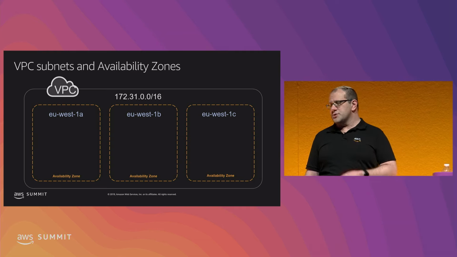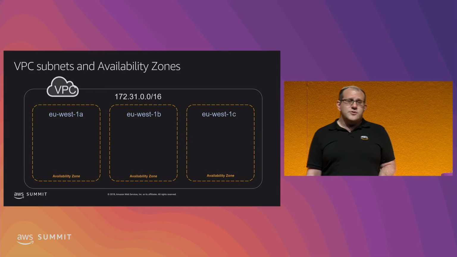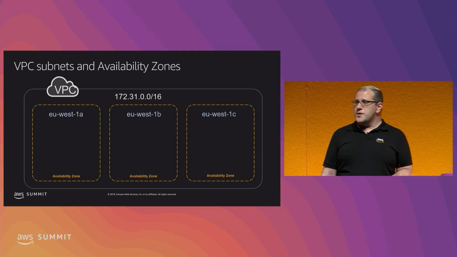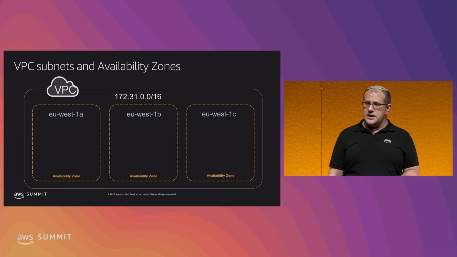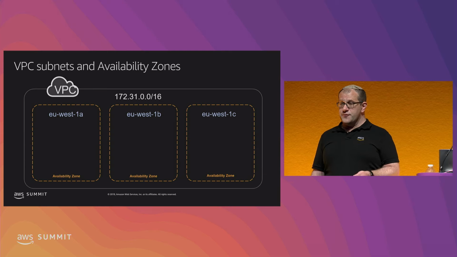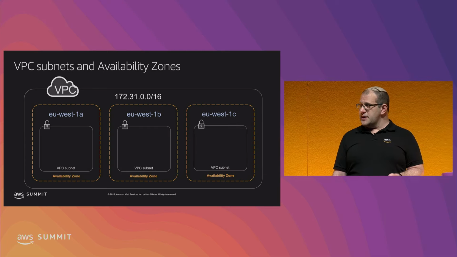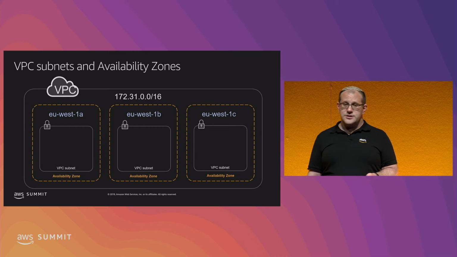Those data centers are on different power grids. They have different flood profiles. We do this so that if something were to affect an availability zone, it wouldn't affect multiple availability zones. That's really good for resilience. But in those availability zones, you need to put subnets so that you can talk one to another.